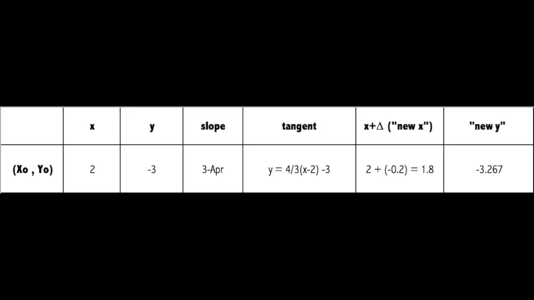We're given that our delta x, or our step or increment, is negative 0.2. We add this to our given x coordinate, which is 2, which yields 1.8. We plug this value back into the tangent equation: 1.8 minus 2, times 4/3, subtract 3, and we get our new y to be negative 3.267, which is our answer.